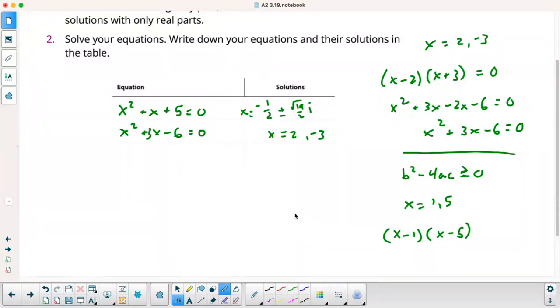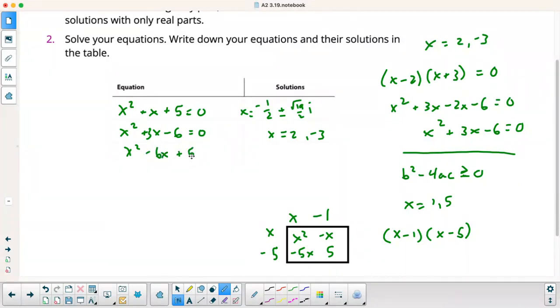If you're having trouble multiplying that out, you can make a box, x minus 1, x minus 5, make your box here. So it looks like that. x times x is x squared. Negative x, negative 5x, positive 5. Combine these two, and I get x squared minus 6x plus 5 equals 0. And since I started working backwards, those would be my solutions.